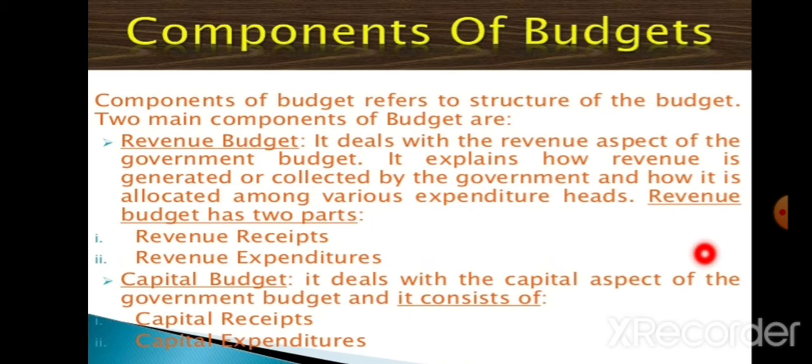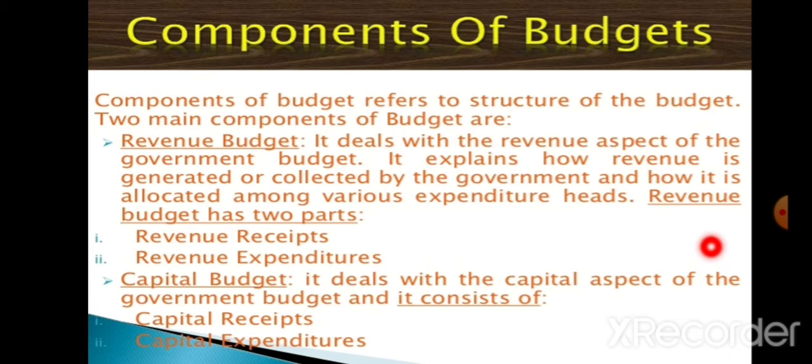Component of budget refers to the structure of the budget. Two main components of budget are revenue budget and capital budget. Revenue budget deals with the revenue aspect of the government budget. It explains how revenue is generated or collected by the government and how it is allocated among various expenditure heads. Revenue budget has two parts: revenue receipts and revenue expenditures. In short, revenue budget shows revenue receipts and revenue expenditure of the government.